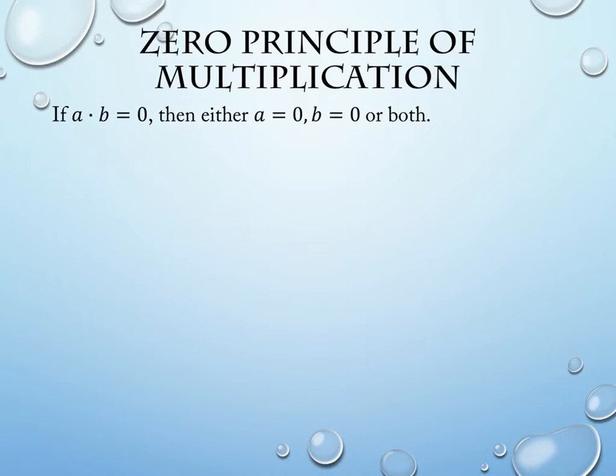So the first piece on here is to talk about the zero principle of multiplication. The zero principle of multiplication says if you have two values that multiply together to give you zero, A and B, then either A or B was zero to begin with. I can't multiply two non-zero things and get zero. That's not possible. It's a fact that you know, but you don't think of it quite in that way when you're solving.